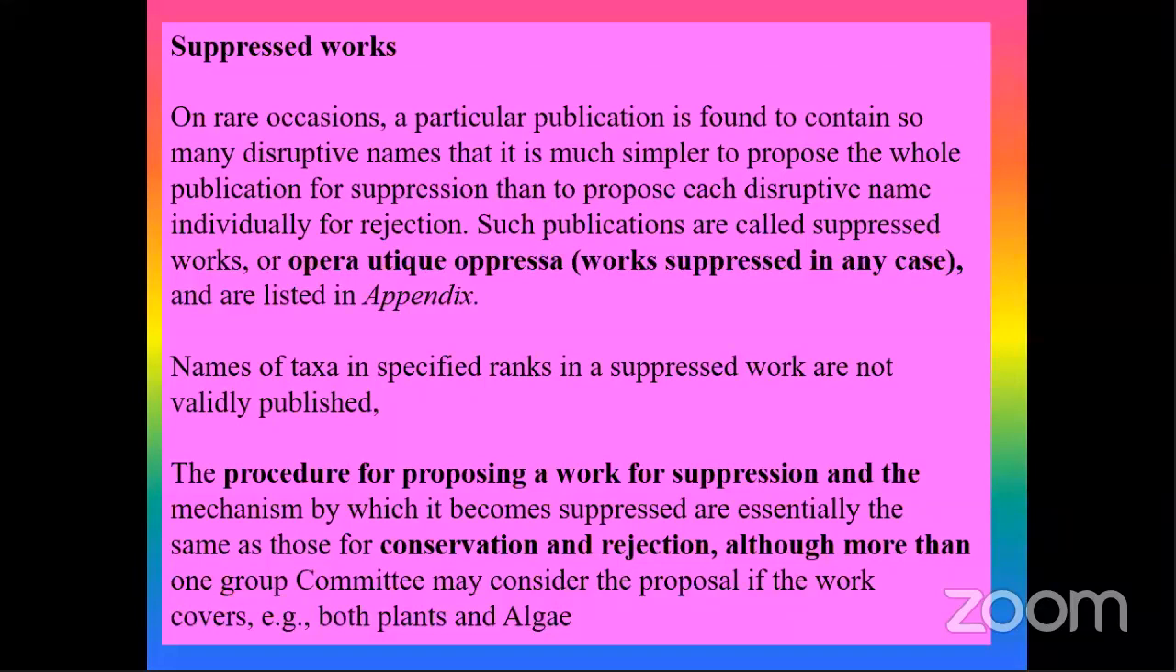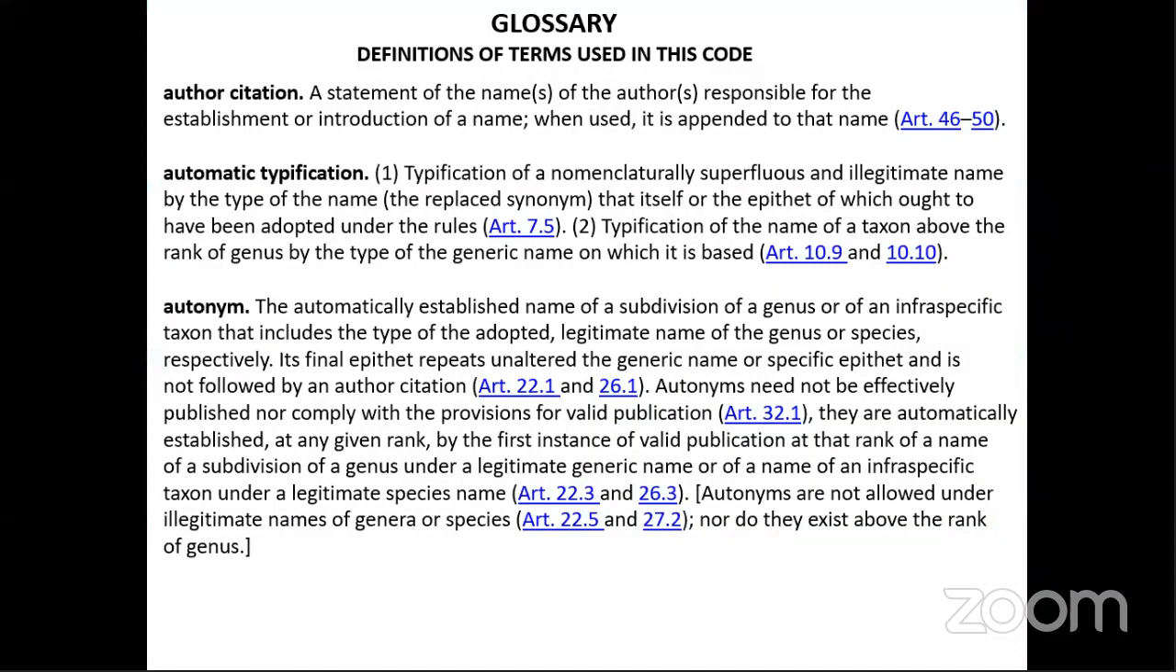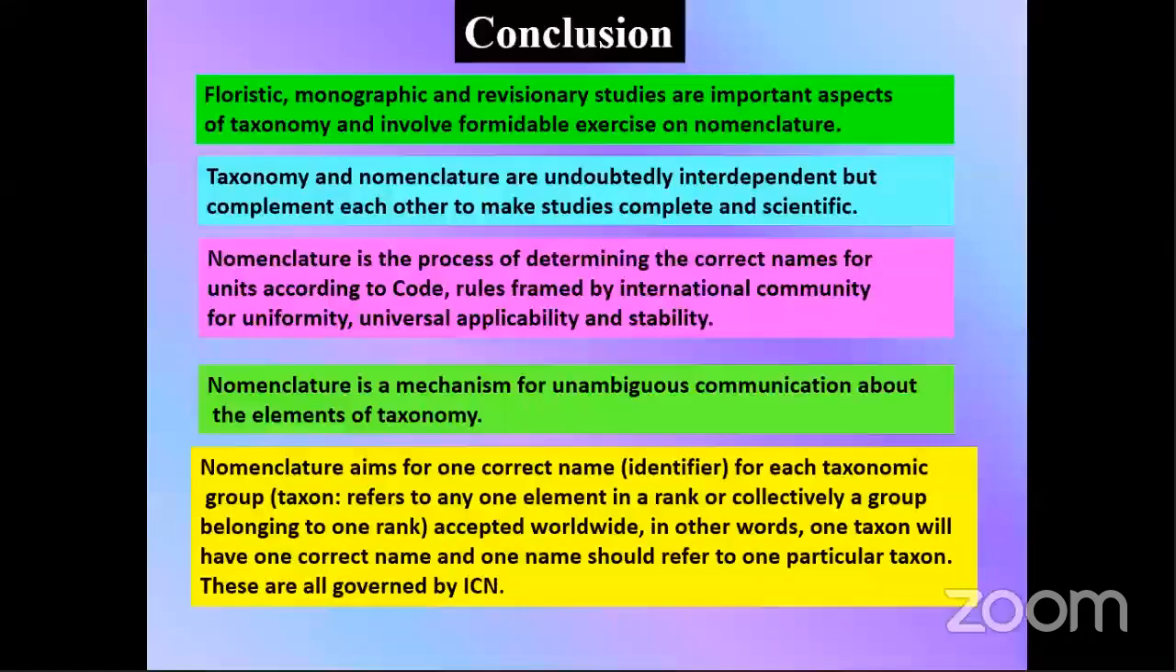Conclusion, it's a suppressed work. Already I told you, opera utique oppressa, and the binding decisions. Yes, this is important. And glossary, I already told you that every word is clearly spelled out. And finally, conclusion. Every floristic, monographic, and revisionary study is an important aspect of taxonomy and involves a formidable exercise of nomenclature. Taxonomy and nomenclature are undoubtedly independent, but complement each other to make studies complete and scientific.